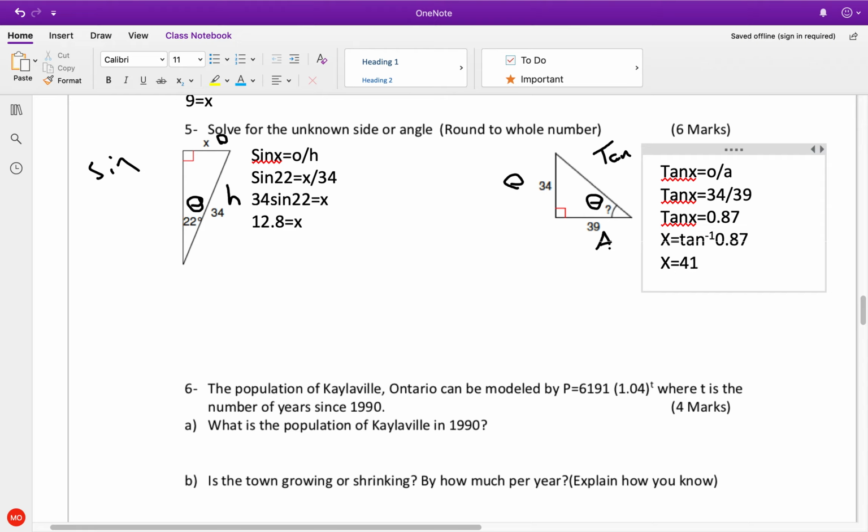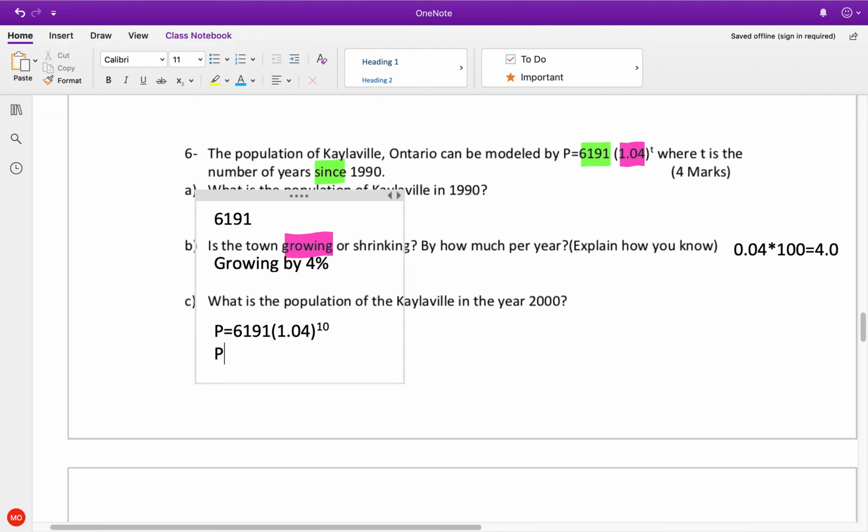Now the population of Cayleville in the year 2000. Well, let's figure out the population equals 6191 times 1.04 to the power of what? Well, it's the year 2000, so it's 10 years past 1990. So that's why we get the 10 up here. And then we just have to run the numbers. 6191 times 1.04 to the power of 10 equals 9164. So that's the population in the year 2000.